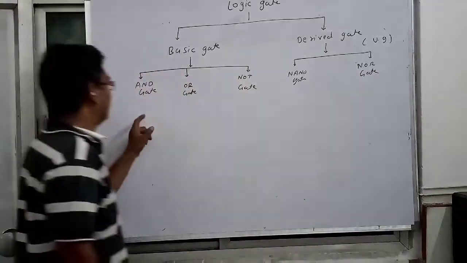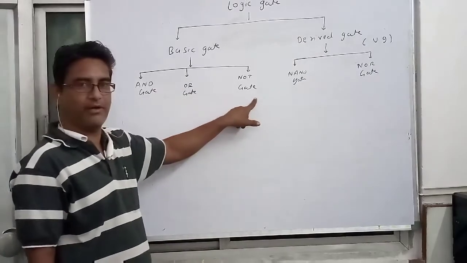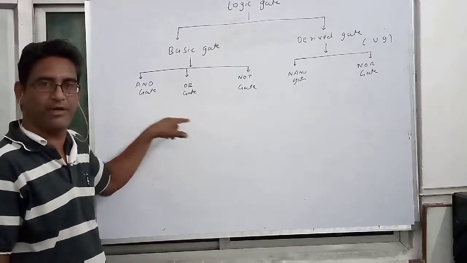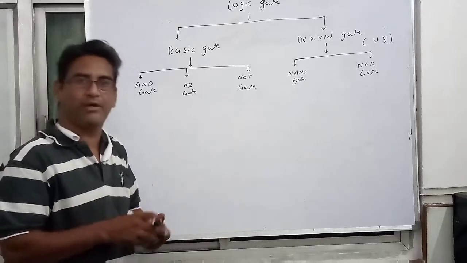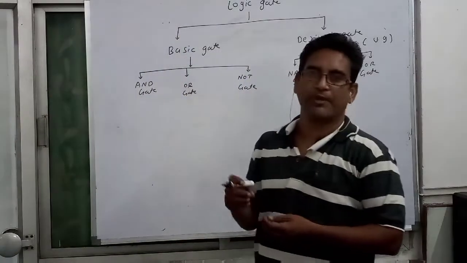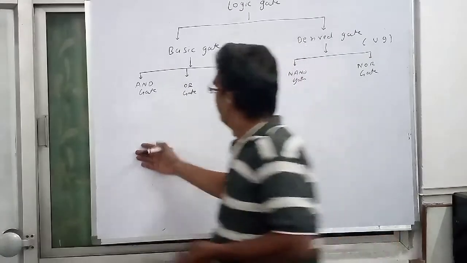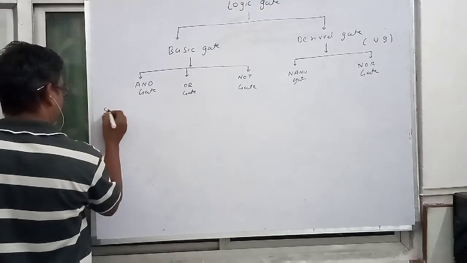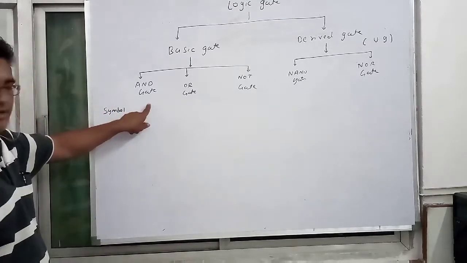Now, in the AND gate, OR gate and NOT gate, how do they work, what is the function of each, where are they used, how do they give the output, how do they perform? We have to see all these parts in the basic gates. First, we will see the symbol of each gate.